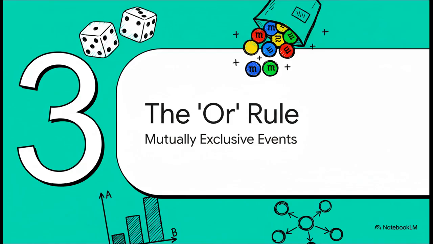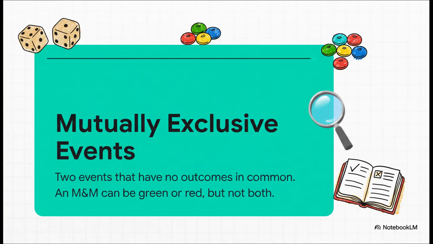Time for the third and final tool in our basic kit, the addition rule. This one helps us find the probability of one thing or another thing happening, but with one important condition. They can't both happen at the same time. And that brings us to this key idea of mutually exclusive events. Yeah, it sounds a little technical, but the idea is dead simple. Two things are mutually exclusive if they have 0 outcomes in common. An M&M can be red, or it can be green. It can't be both. They exclude each other.